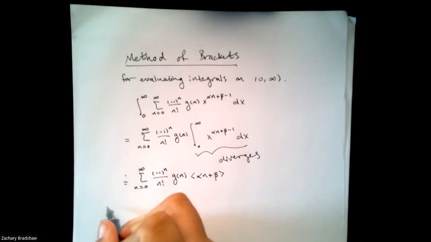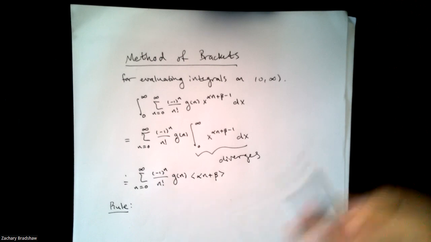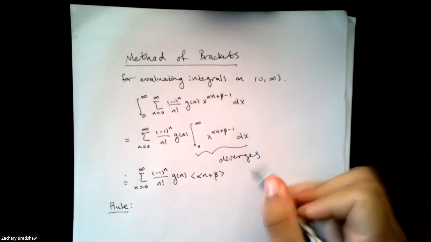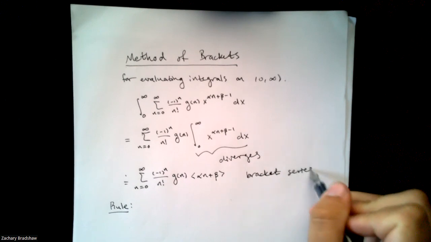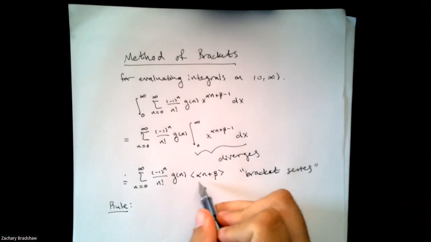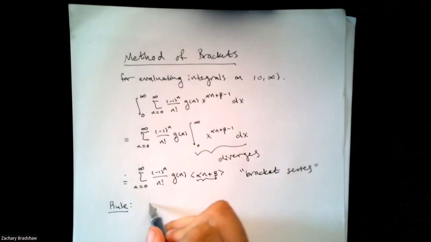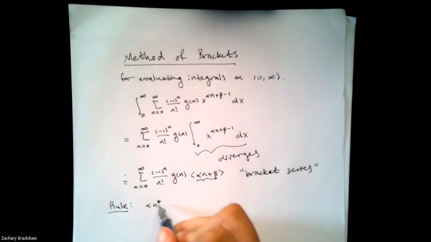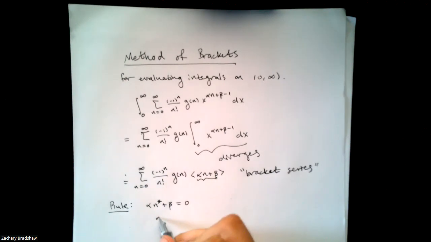So here is the first rule of the method of brackets. Transform your integral into this thing, which is what we call a bracket series. And what you want to do is solve for n when this bracket vanishes. So we want to find the unique solution n star such that the bracket vanishes. Well, that's easy enough, right? This is just minus beta over alpha.